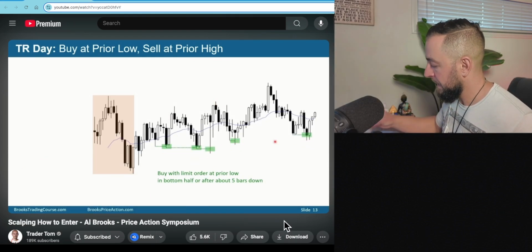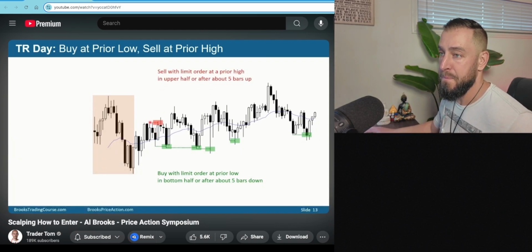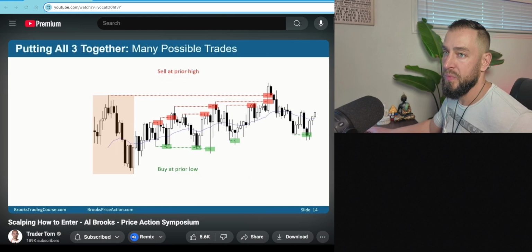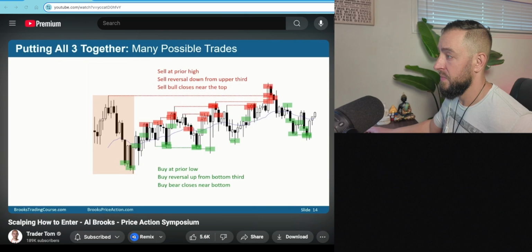Every prior low they look to buy, and they're looking for scalps. And they'll sell at a prior high. They'll have a limit order at this high. They'll get filled here looking for a scalp. And they do that all day long. Lots of opportunities to buy at prior lows and sell at prior highs. Exit with a scalp, a small profit. If you put it all together, there are a lot of opportunities to buy. You buy at a prior low, you buy a reversal up from the bottom third, you sell at a prior high, you sell a reversal down from the top third, you buy bear closes near the bottom, you sell bull closes near the top. Lots and lots of opportunities to make money.